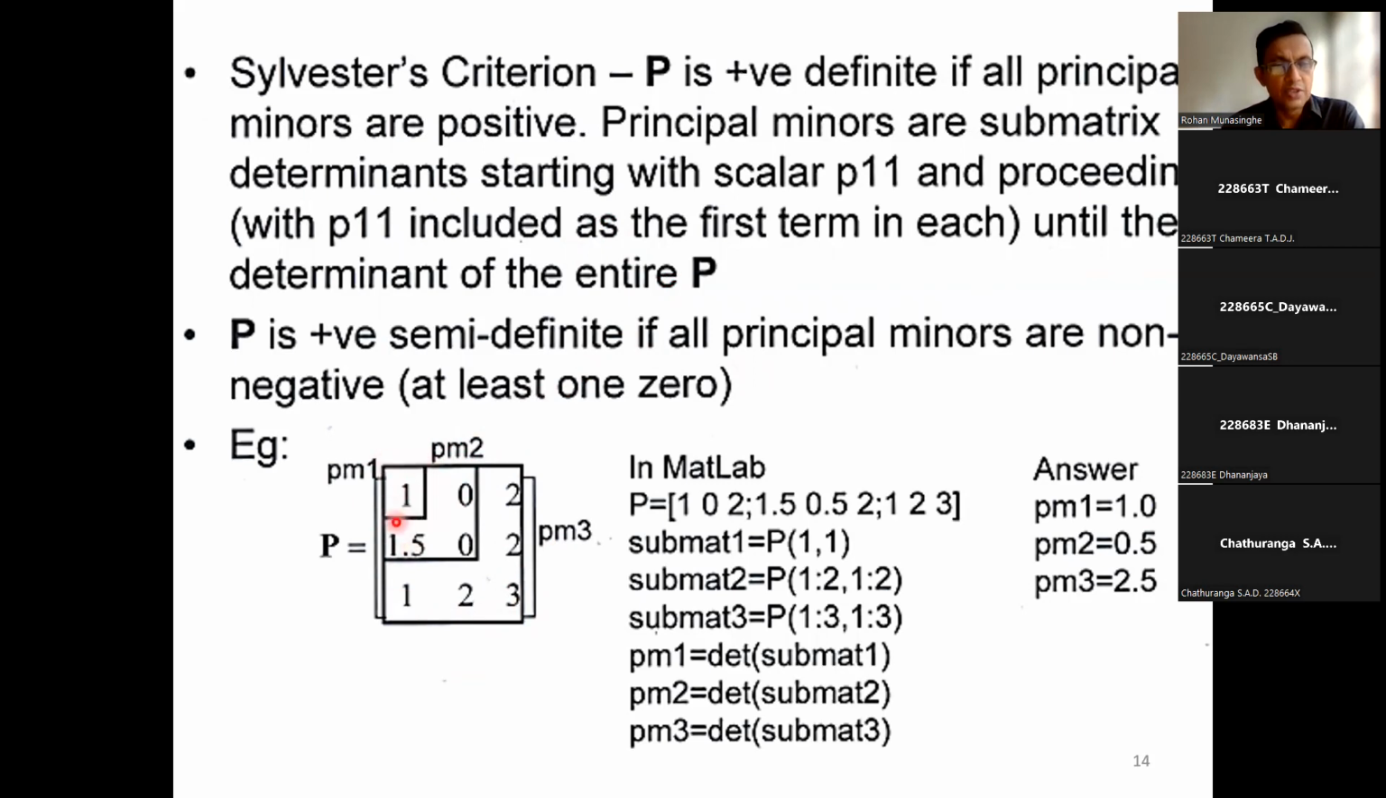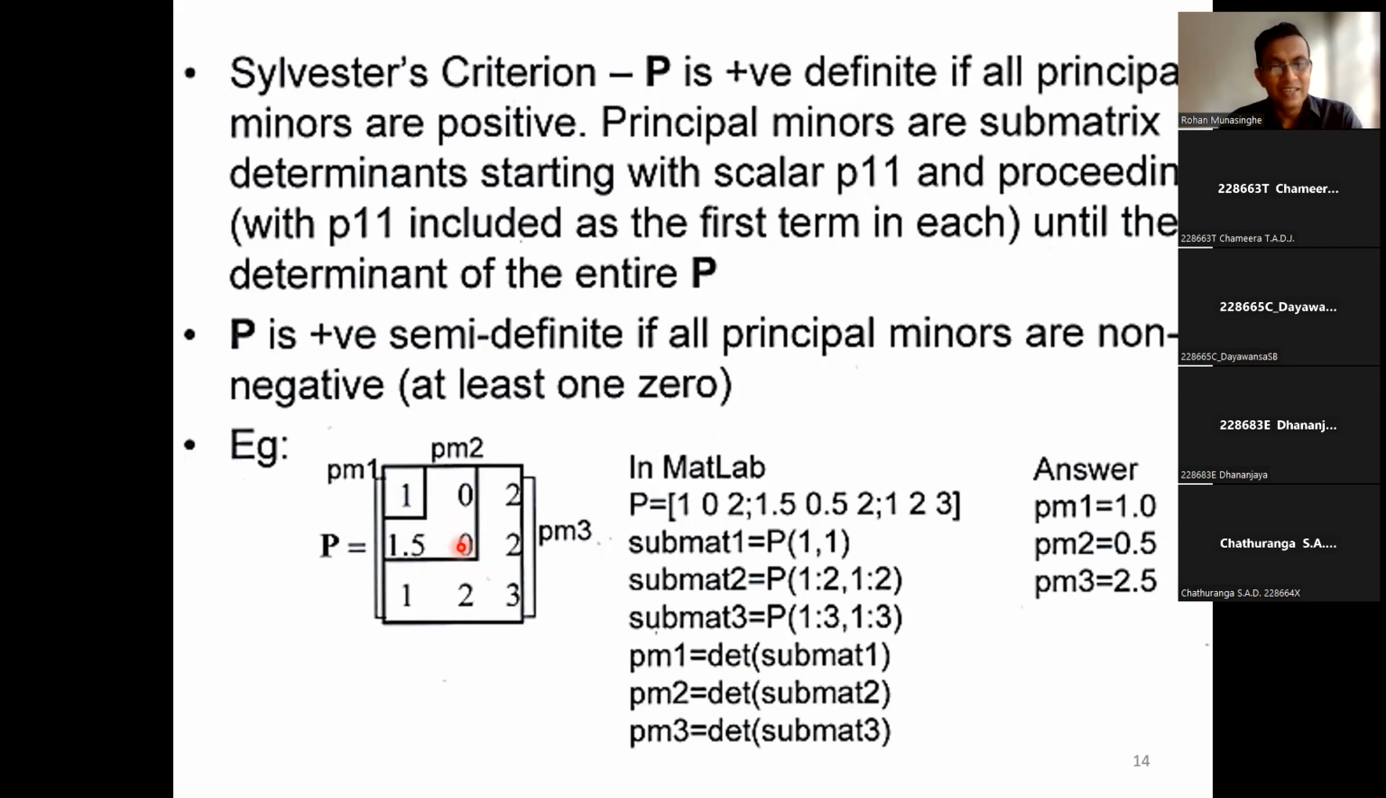You take the first element on the top left, and it is positive, right? In this case. And then you take the first 2 by 2 partition of the matrix and you calculate the principal minor of that one, right? Principal minors are submatrix determinants starting with scalar P11, right? You calculate the determinant of this 2 by 2 square matrix.